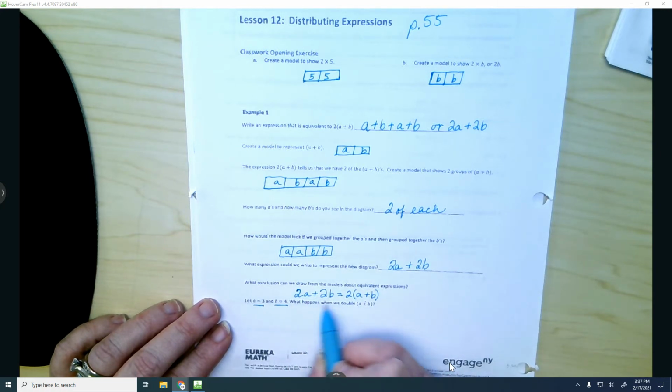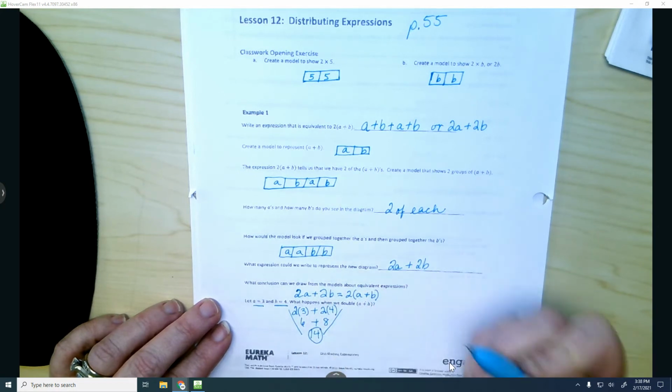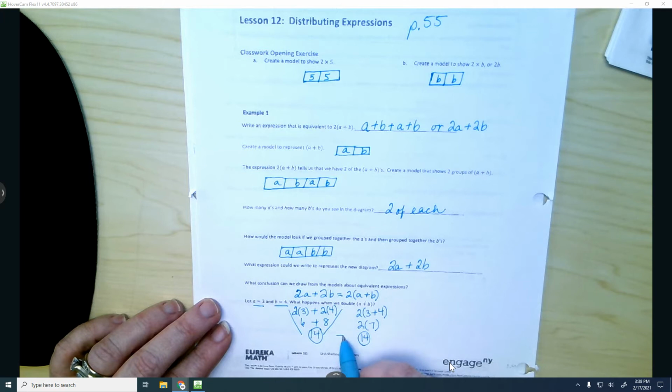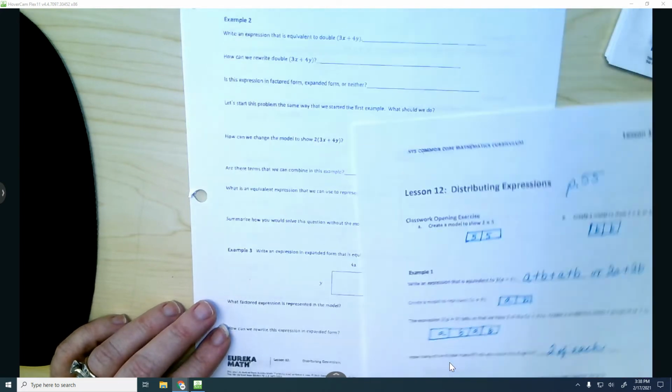So if I just kept these expressions up here and said, okay, I've got 2 times 3 plus 2 times 4. And I'll go ahead and solve that. 6 plus 8 is 14. Order of operations. But over here I have 2 groups of 3 plus 4. 2 times 7, which is also 14. So as I said, they're equivalent to each other. Please go on to page 56.